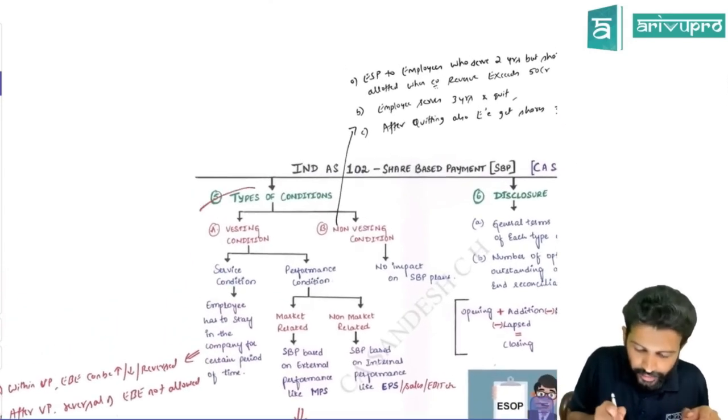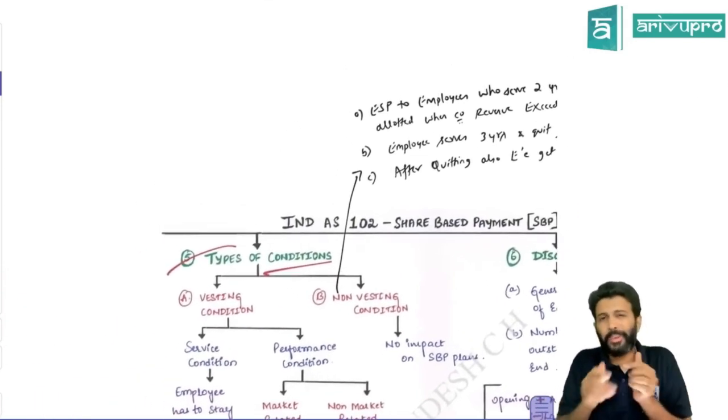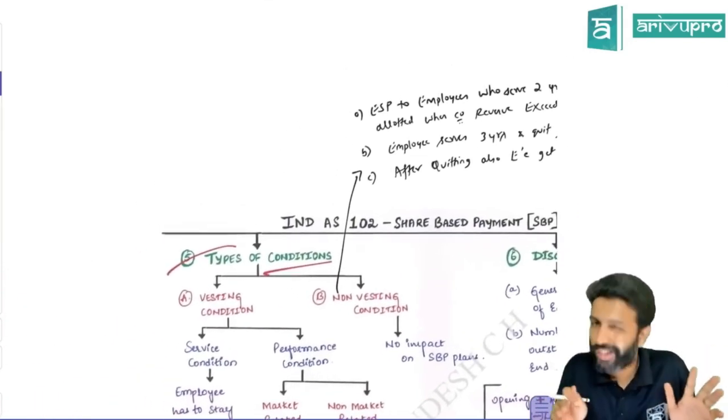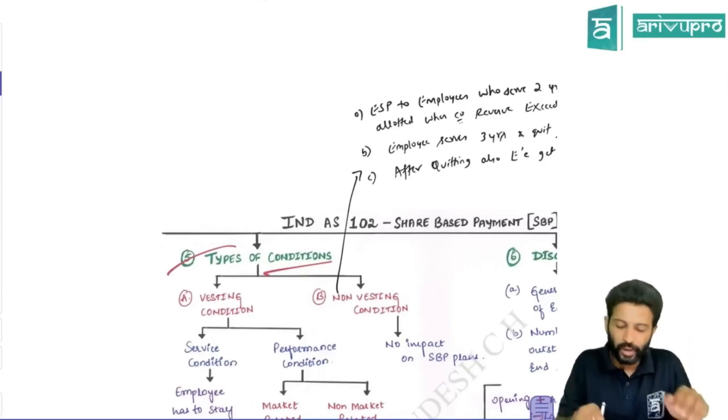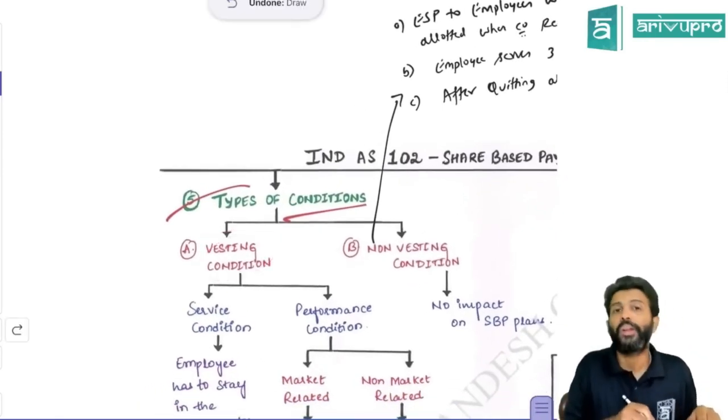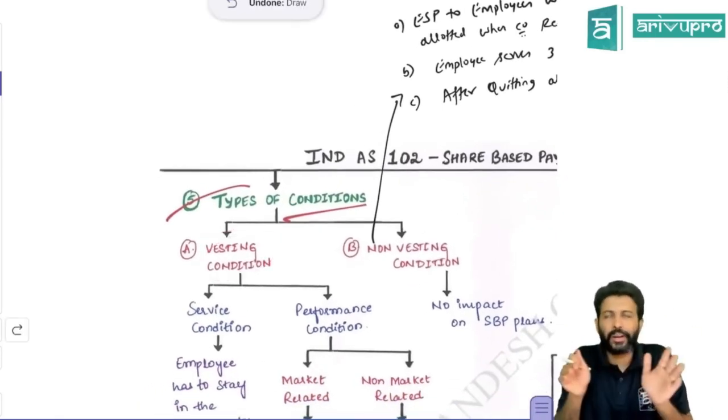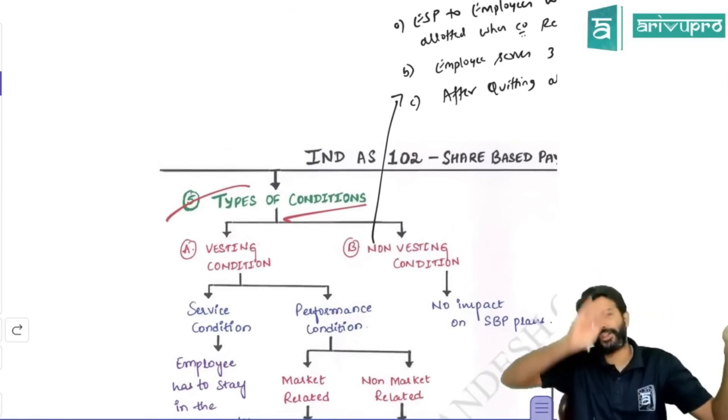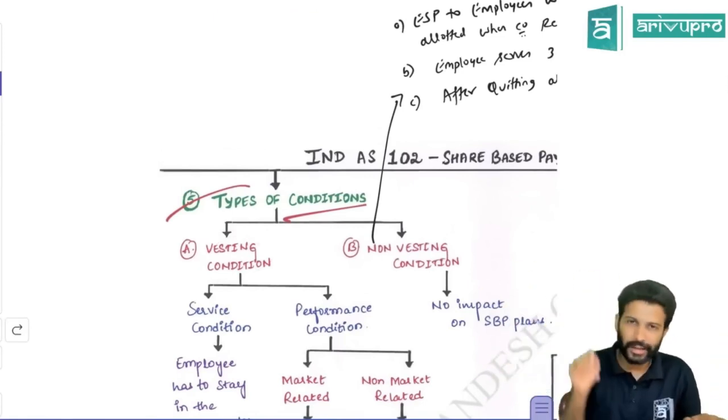Okay. So there are some conditions. Normally, companies don't give the shares to the employees right away. They'll put some conditions that we call vesting conditions. Broadly, you can categorize the conditions into vesting conditions and non-vesting conditions. We'll see the non-vesting part a little later.